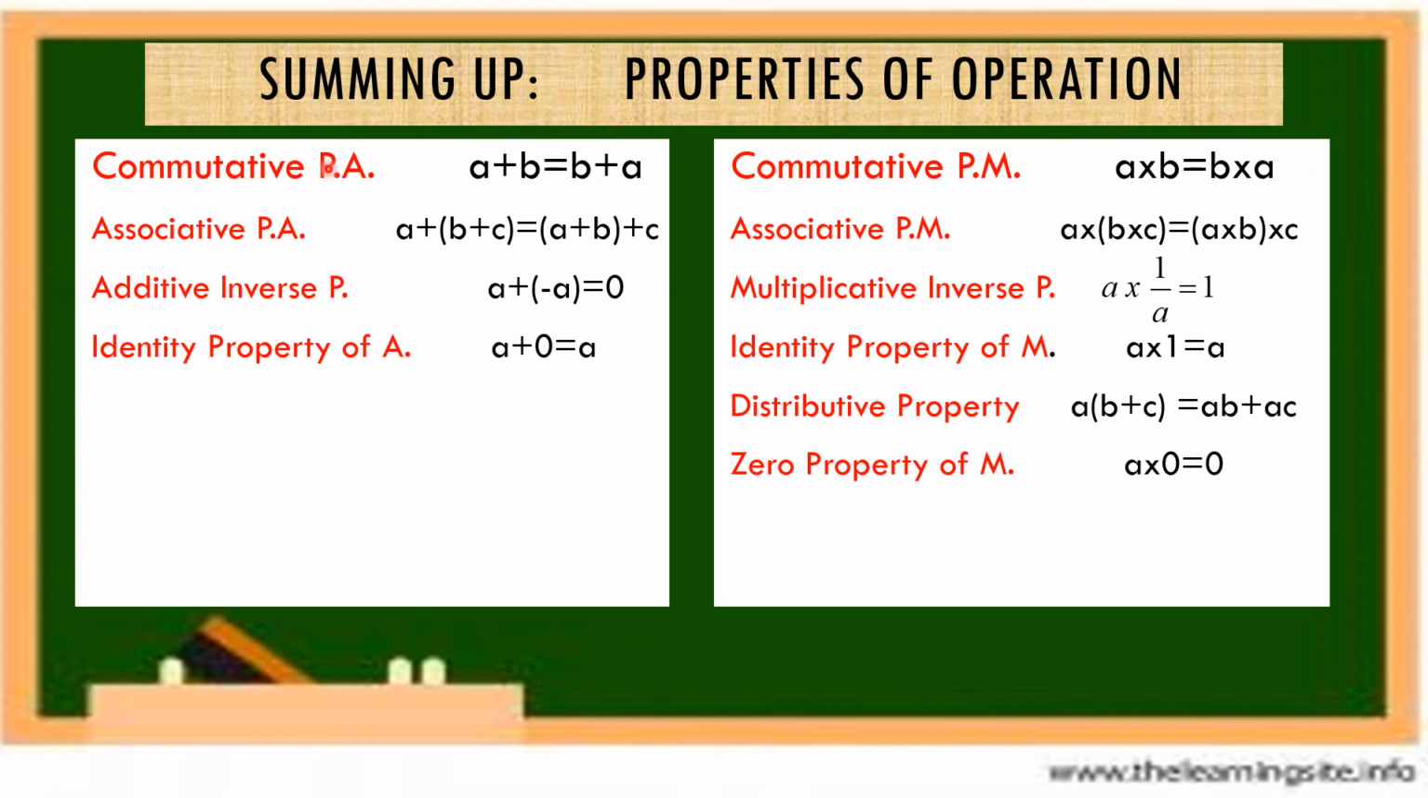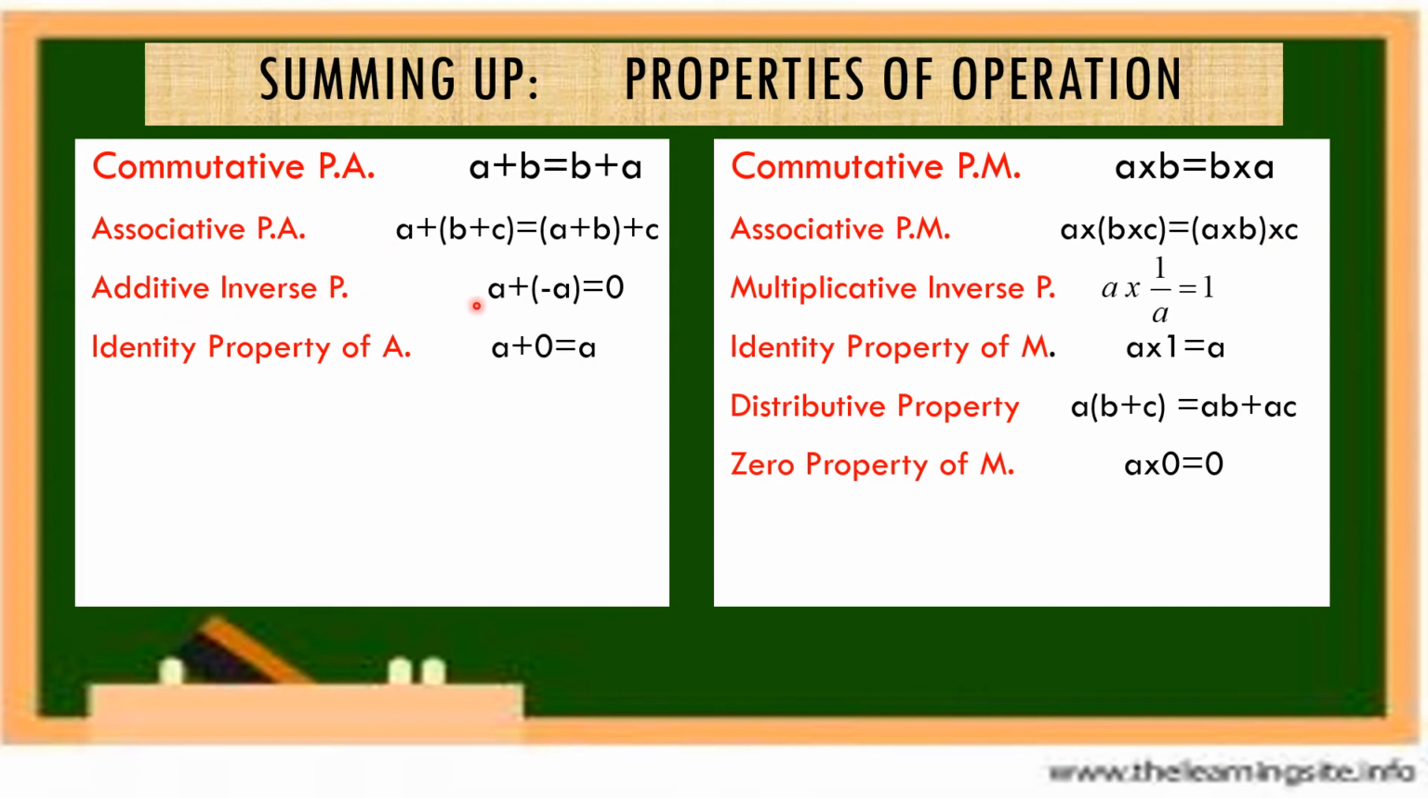Properties of operation. Commutative property of addition, A plus B equals B plus A. Commutative property of multiplication, A times B equals B times A. Associative property of addition, A plus the quantity of B plus C close quantity equals the quantity of A plus B close quantity plus C. Associative property of multiplication, A times the quantity of B times C close quantity equals the quantity of A times B close quantity times C.